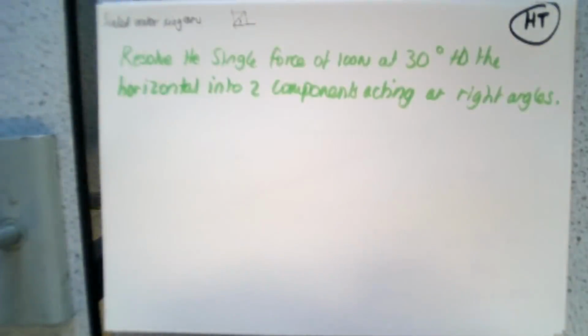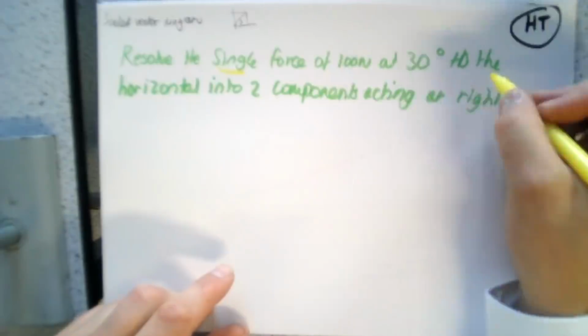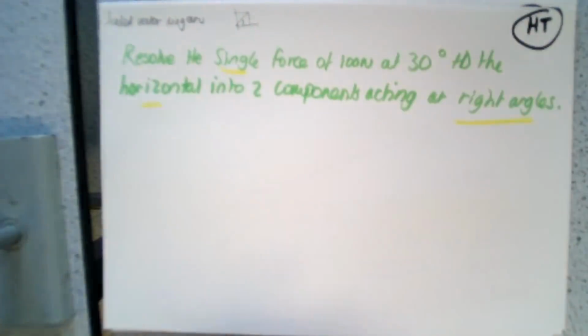We're still on higher tier because we've got a HT. We could be asked to go the other way. So instead of taking two forces and resolving them into a single force, you could be asked to resolve a single force into two separate ones. For this one, it says resolve a single force of 100 newtons at 30 degrees to the horizontal into two components acting at right angles. The critical bit is it's a single force, 30 degrees to the horizontal, and they're acting at right angles. So we're taking one force and turning it into two separate ones. It's actually the opposite of what we've just done.